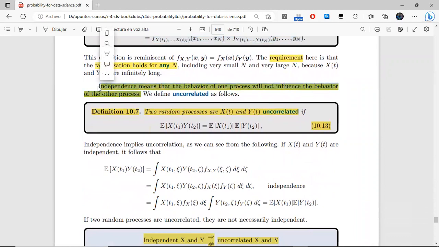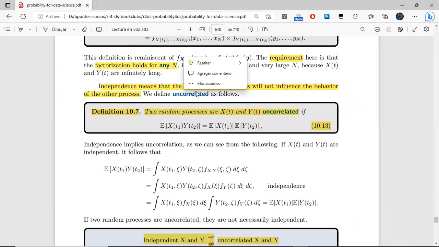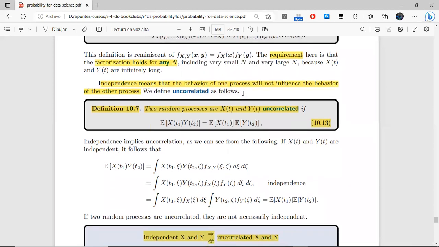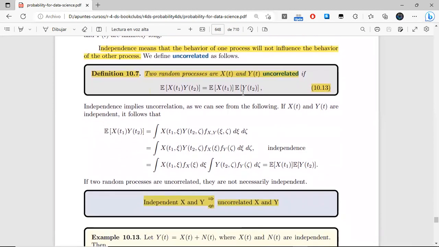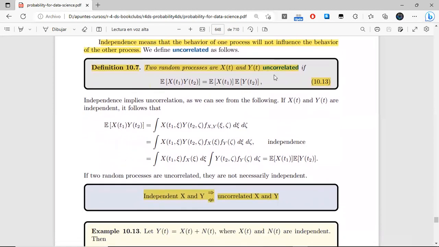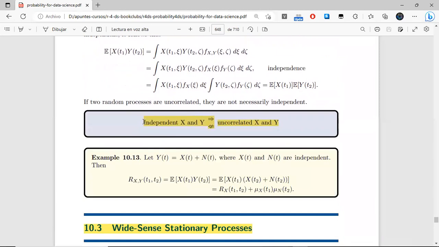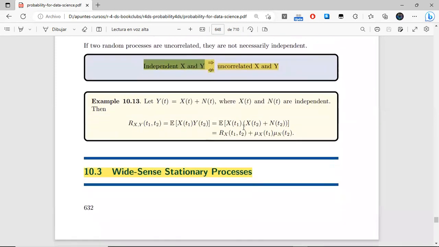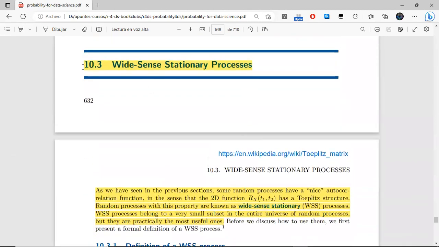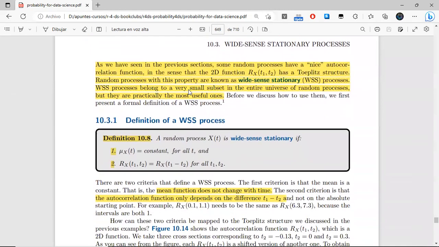The main idea is the same: independence means that the behavior of one process does not affect the other one. And we simply define two random processes to be uncorrelated if this equation holds. And still, independence of random processes implies that they are uncorrelated, but not the other way around. So really, it's only from this part over here that things start making a little bit more sense.